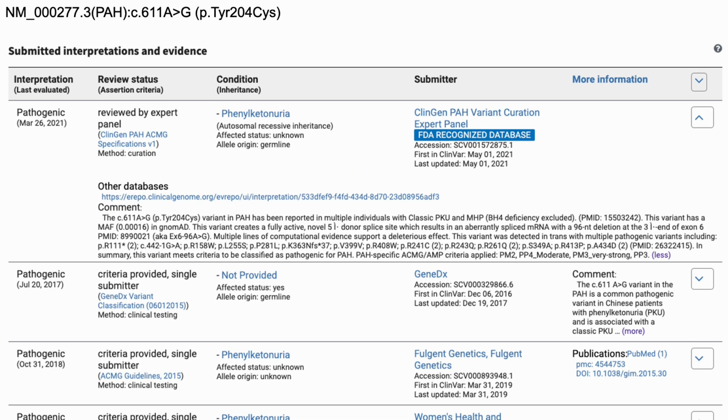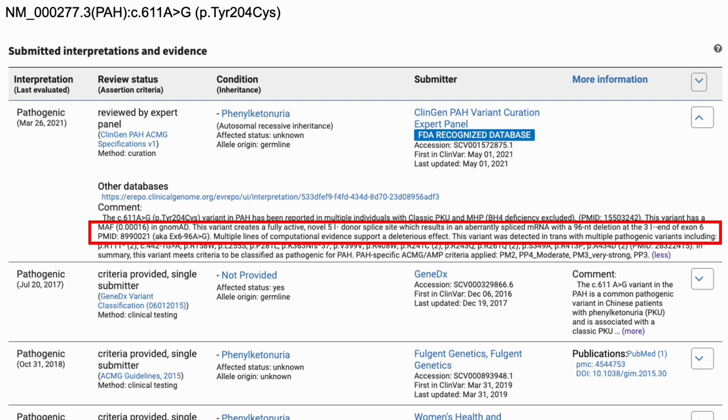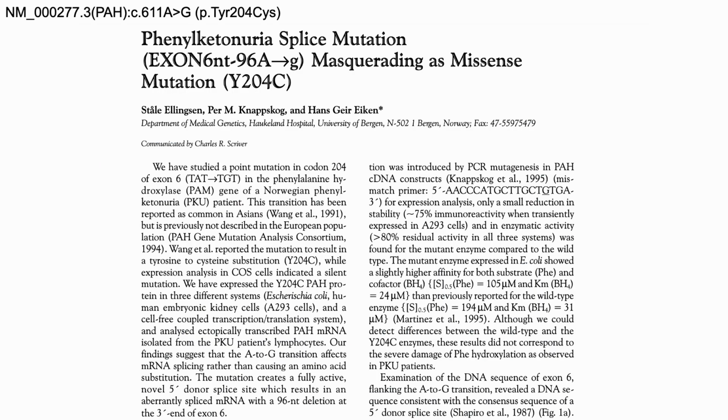The first entry here, from an FDA-recognized database, makes note of alternate splicing, resulting in a 96 nucleotide deletion, and includes a PubMed ID link to the corresponding study. The PubMed ID links to this paper by Ellingsen et al. In this paper, they note that the mutation creates a fully active, novel 5' donor splice site, which results in a 96 nucleotide deletion at the 3' end of exon 6.